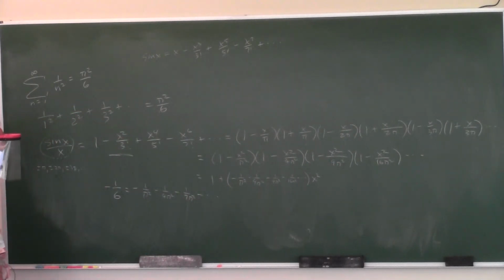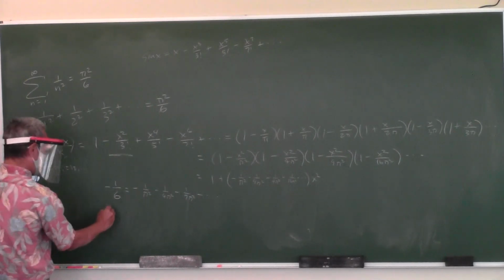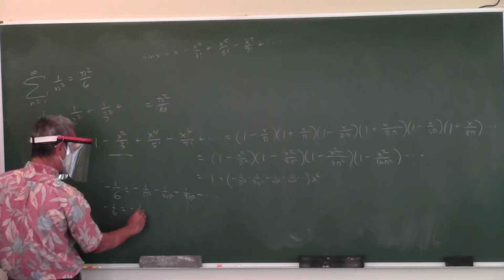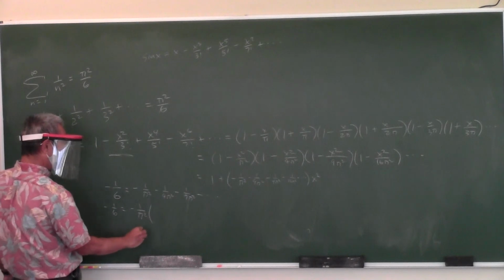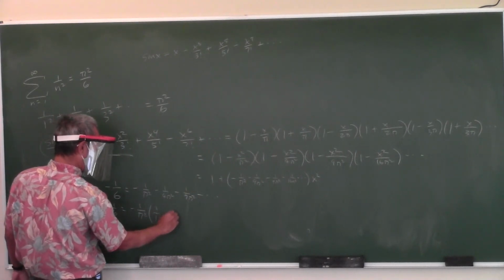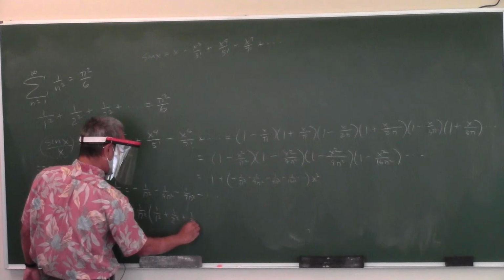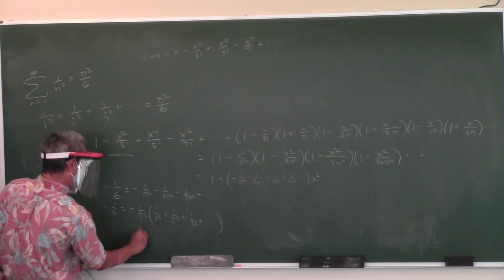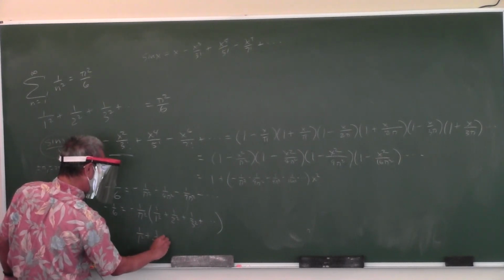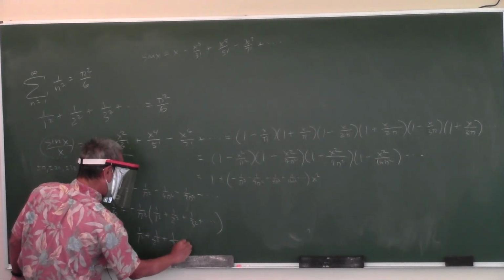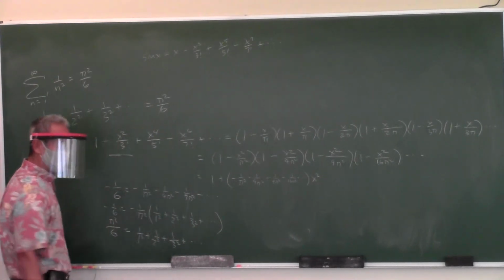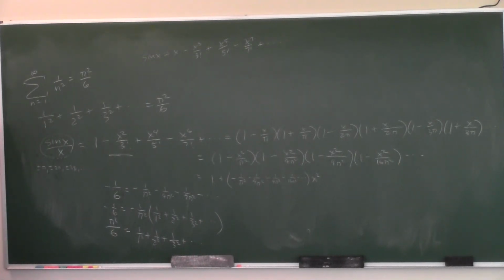You guys see it yet? Not yet? Multiply by negative. Okay, so negative 1 over 6 equals, what can I factor out from this? A negative 1 over pi squared. What's left? 1 over 1 squared plus 1 over 2 squared plus 1 over 3 squared plus dot, dot, dot. So therefore, 1 over 1 squared plus 1 over 2 squared plus 1 over 3 squared plus dot, dot, dot is equal to pi squared over 6. Boom. Euler.